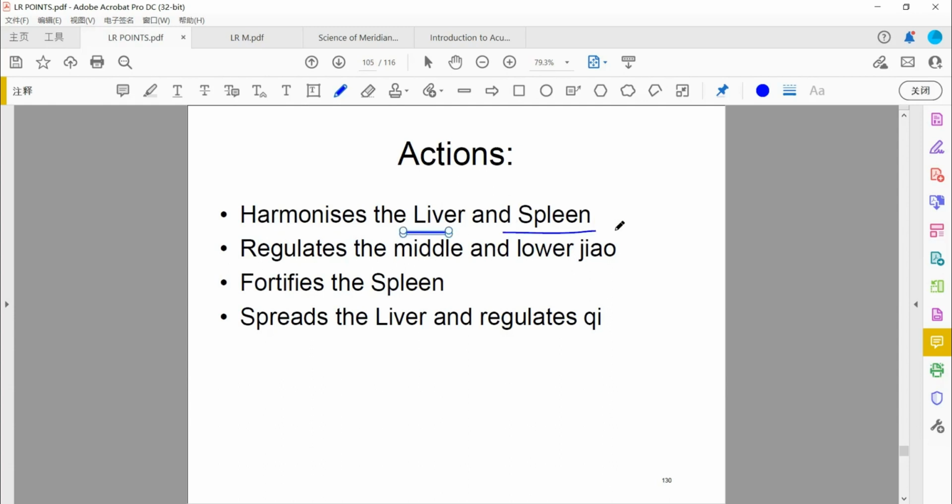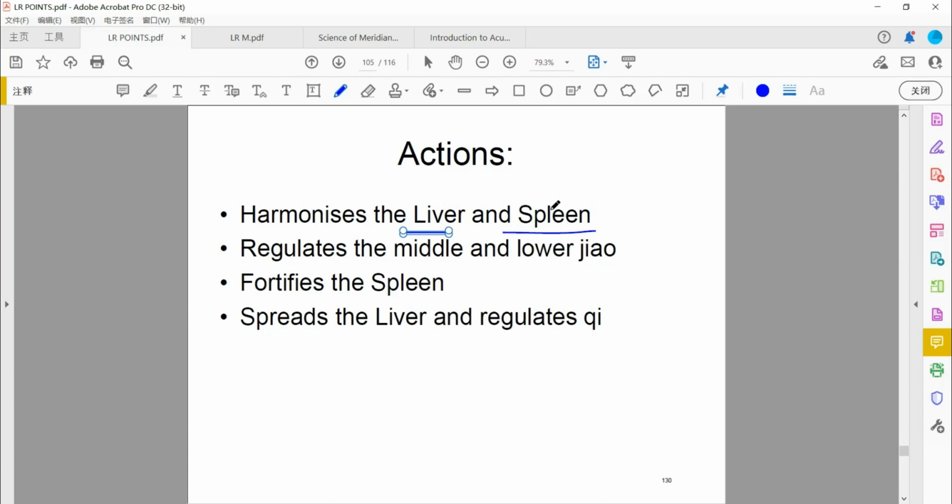Harmonizes the liver and the spleen. It's the front-mu point of the spleen. Liver belongs to wood, spleen belongs to earth. If the wood is too strong, it will attack, or overact on, the earth. For example, when a person is very angry, it affects the liver, since anger is the emotion of the liver, and the liver fire is too strong and affects the spleen.